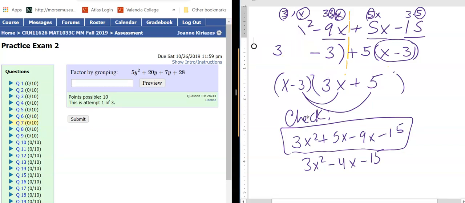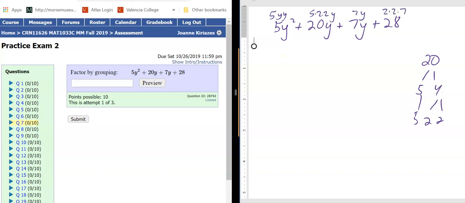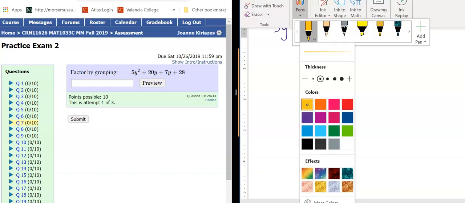Okay, let me erase it. So the first thing we're going to do is look for the greatest common factors. I'm going to write the prime factors above each term. So to get a 20, that's a 5 and a 4. So it's going to be a 5, a 2, and a 2. And a y, and then a 7y, and then to get a 28, it's going to be 2 times 2 times 7. Now, if I look, there is no greatest common factor of the 4 terms, so I can't pull out a greatest common factor. But once again, since there are 4 terms, I'm going to divide them right down the middle, okay?